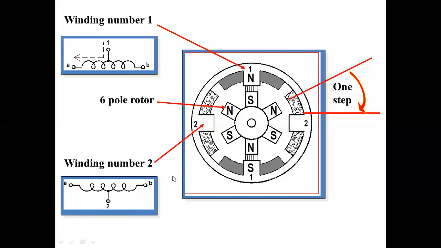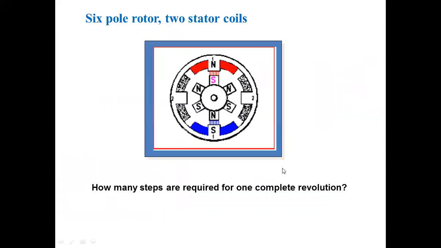If more steps are required, the possibility of the steps occurring here should be more whenever required. Therefore we go for this type of application, having a larger number of rotor poles with respect to the stator poles.